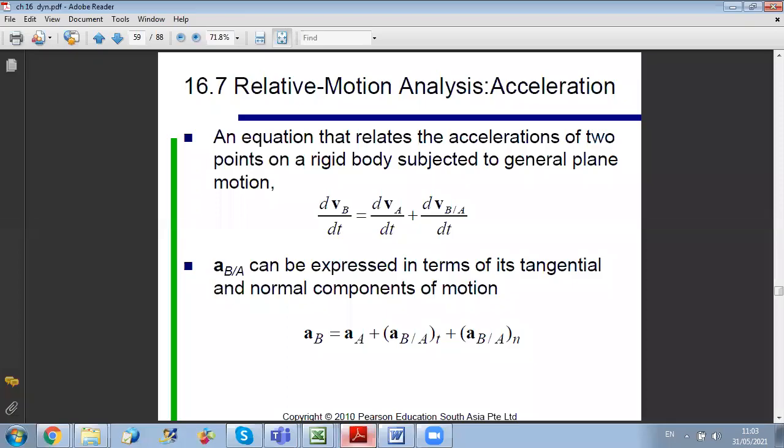So we will continue today chapter 16. Now we will introduce a new concept, which is relative motion analysis in case of points in space.